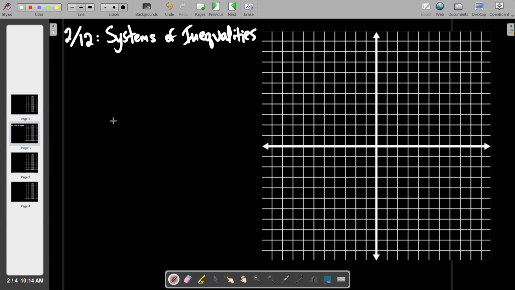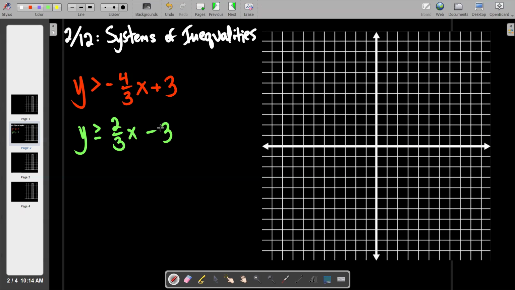So for our first example, we're going to do y is greater than negative 4/3 of x plus 3. And we're going to do y is greater than or equal to 2/3 of x minus 3. Obviously, what we like and appreciate about this problem is the fact that y is already by itself. That saves us a ton of time. And by a ton, I mean like 30 seconds. But still, hey, that's time.